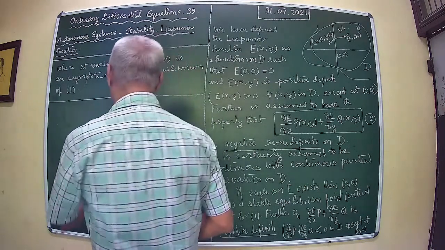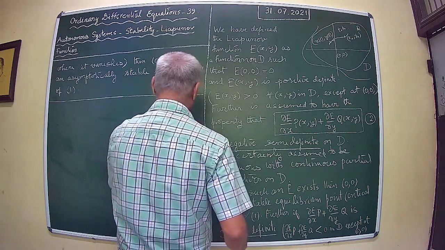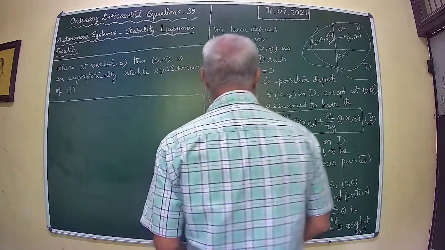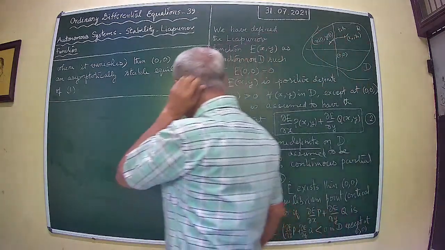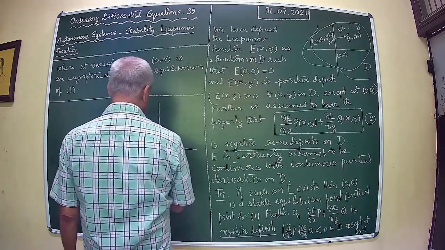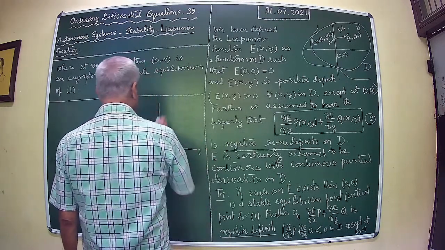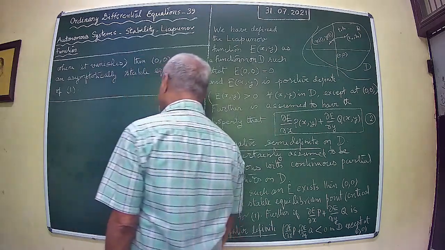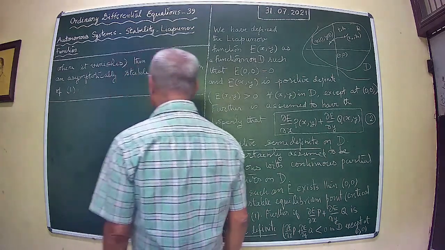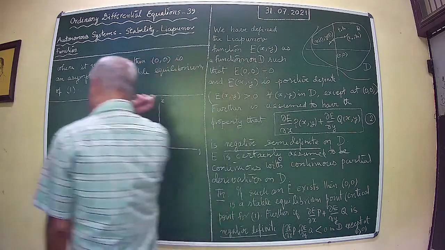So what is the nature of the E(x,y)? See, take this as the z-axis, this is the x-axis, this is the y-axis. Now E(x,y) defines a surface in the XYZ space of the type z is equal to E(x,y).